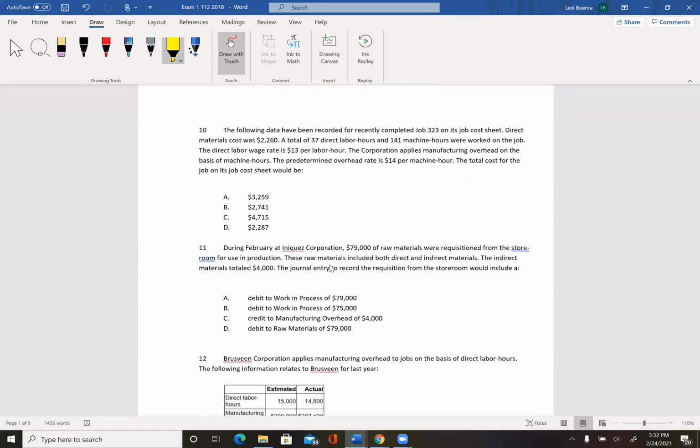All right. So for 10, the following data has been recorded for a recently completed job 323 on its job cost sheet. Direct materials cost was $22.60. A total of 37 direct labor hours and 141 machine hours were worked on the job. The direct labor wage rate is 13 per labor hour. They apply manufacturing overhead on the basis of machine hours. The predetermined overhead rate is 14 per hour. So for this, we're looking for the total cost based on the job sheet.